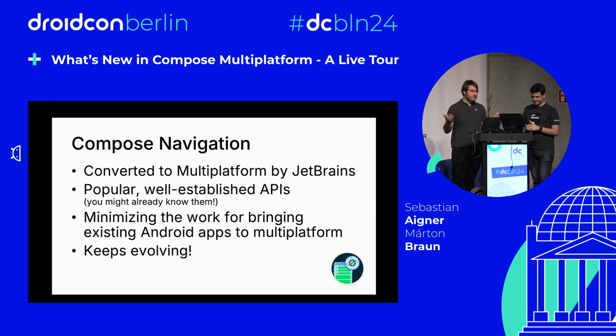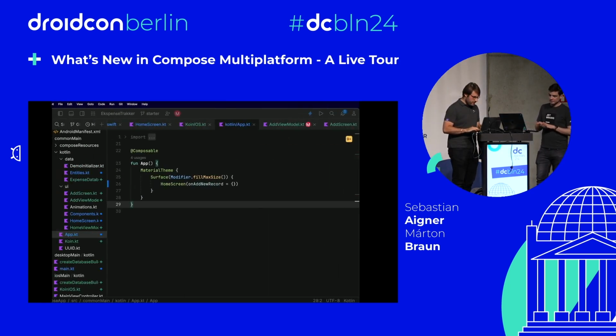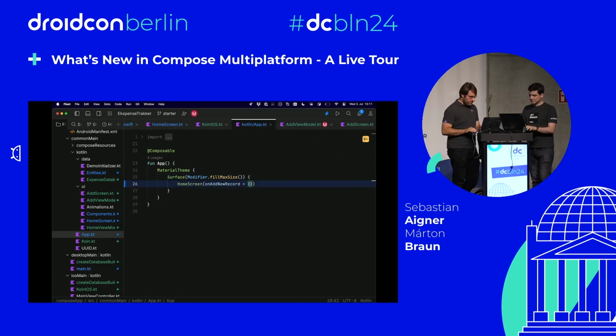And you can just use the same APIs that you already know. So yeah, it also means that if you have an existing app, you'll just have an easier time transferring this over. And of course, it also keeps evolving with things like type-safe multiplatform navigation that's going to drop quite soon. Okay, so now that we already have the scaffold, I can actually start building something here, right?